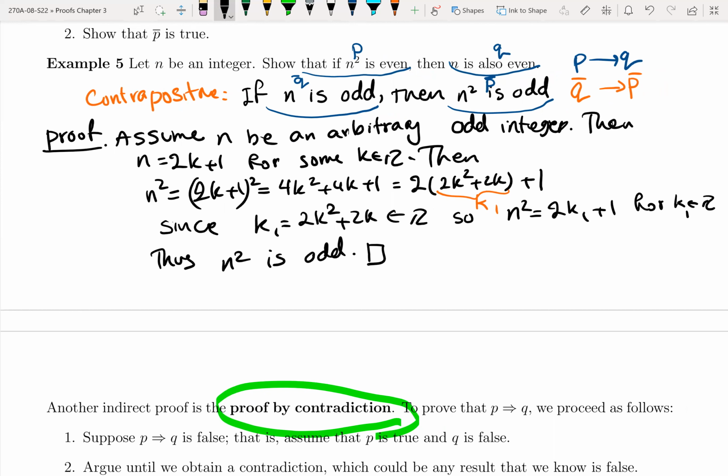You could not prove the direct statement, but you could prove the contrapositive. So therefore the original implication also holds.